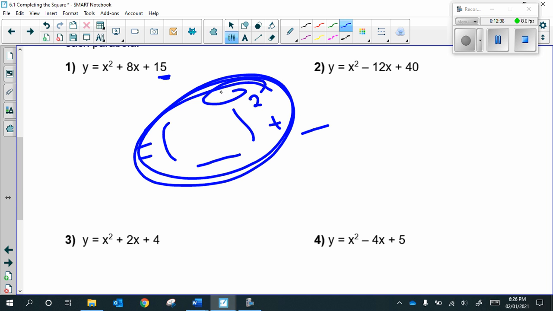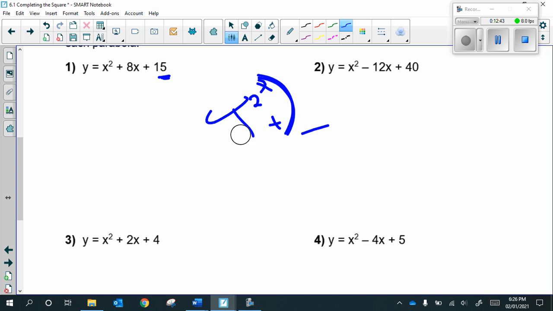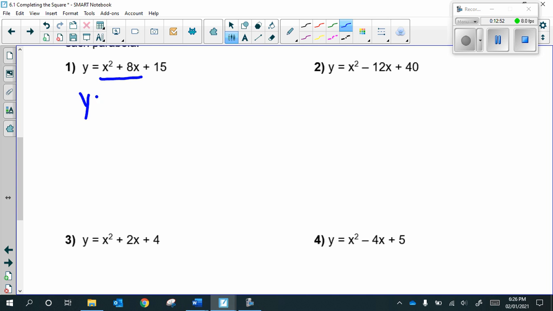So since we don't have a perfect square here, we're going to have to create one. So here we go. To create my perfect square, I want to keep my first two terms. So I'm going to write down y equals x squared plus 8x. So I'm keeping my first two terms the same. The problem is I can't use this 15 as my c value because that is not a perfect square. I need a different c value. How do we find that c value?